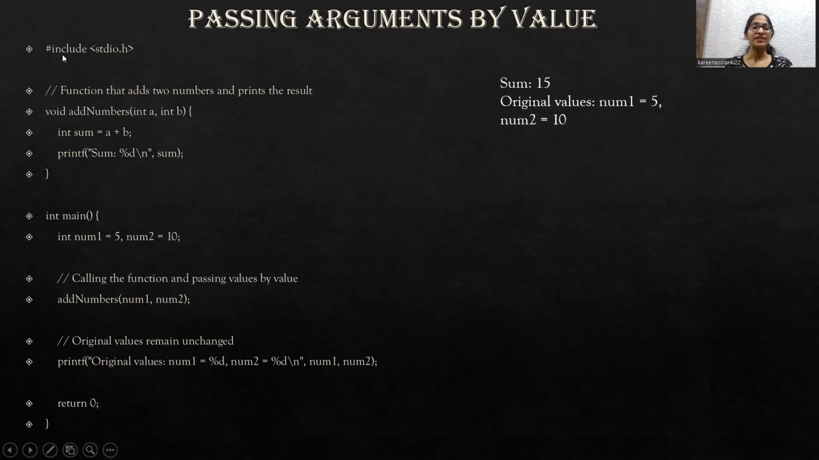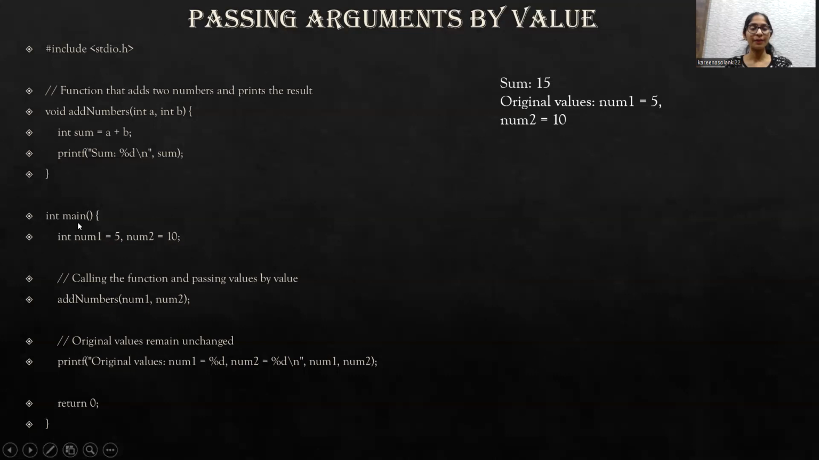Here again, #include <stdio.h> is the library header. Here we are going to add two numbers and print the result. Again the same, void add_numbers(int a, int b). Here int a and int b are the two parameters. Then int sum equals a plus b, and the print statement is used to print the sum of the numbers.